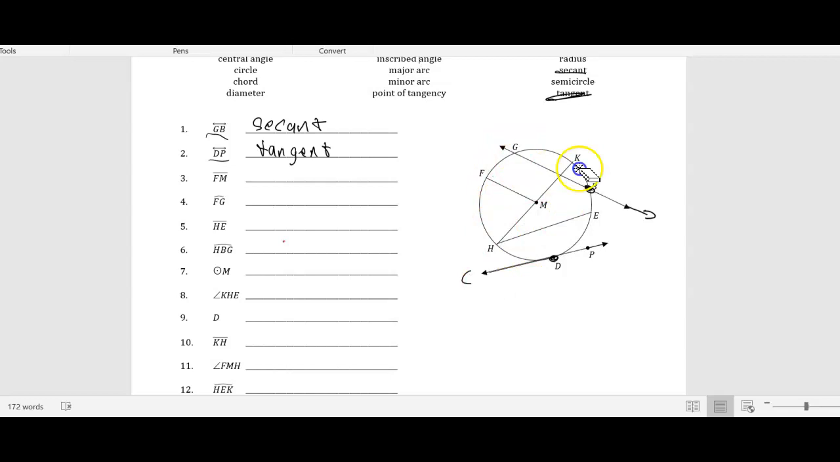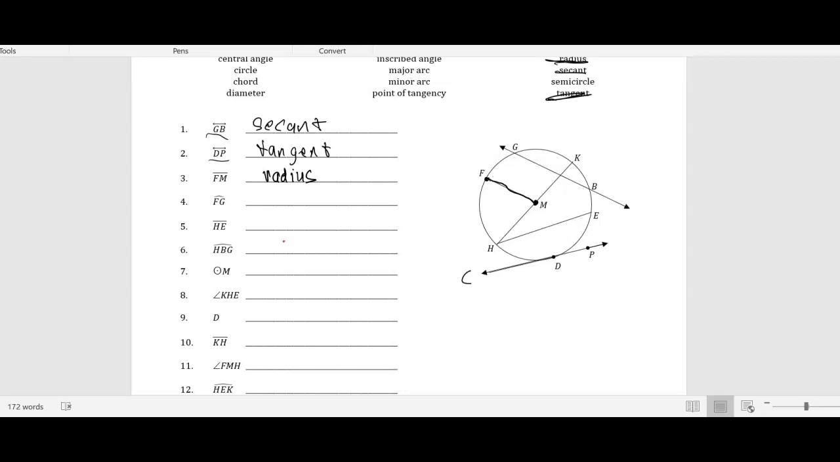Number 3, segments. Notice how it looks like a line on top, but there are no arrows at the end of that. So this would be read as segment FM. So if we find F, we find M, and connect those, that is the radius of our circle. So we can get rid of that.